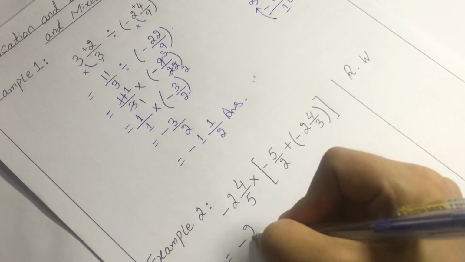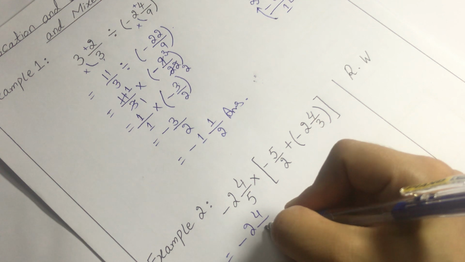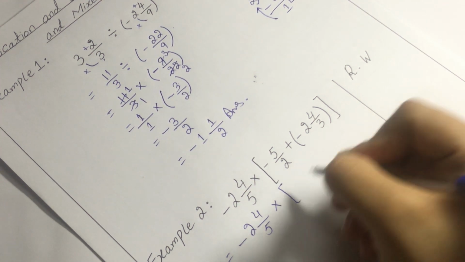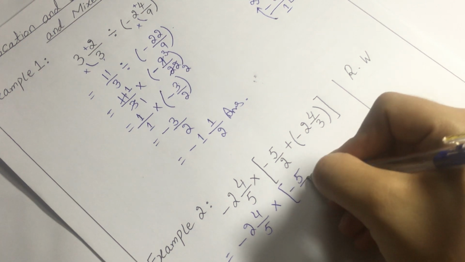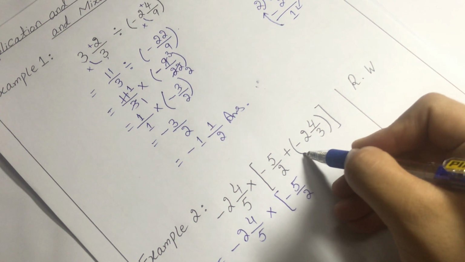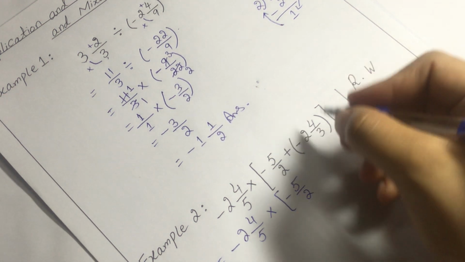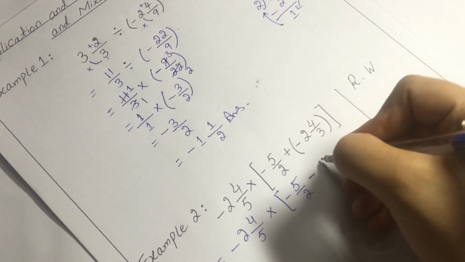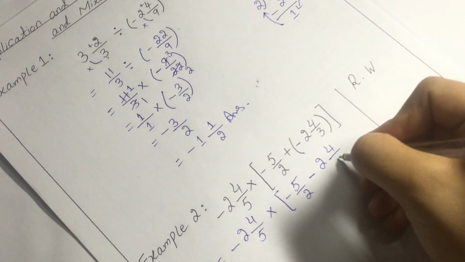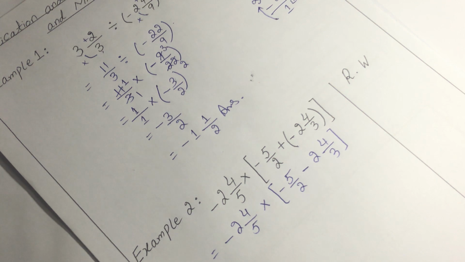So negative 2 whole number 4 over 5 will remain as it is into negative 5 over 2. Expand the bracket. Bracket means, yes, multiply, plus minus, minus, right? So we will write negative sign minus 2 whole number 4 over 3, square bracket closed.